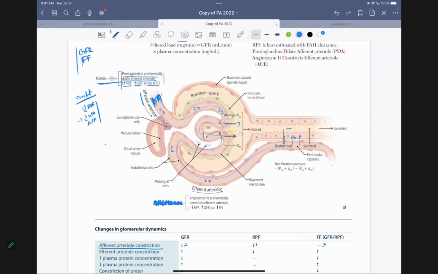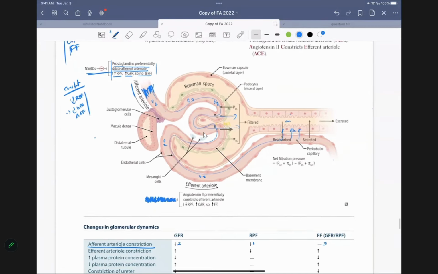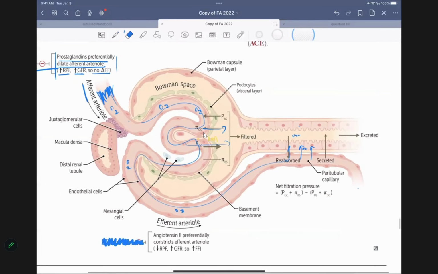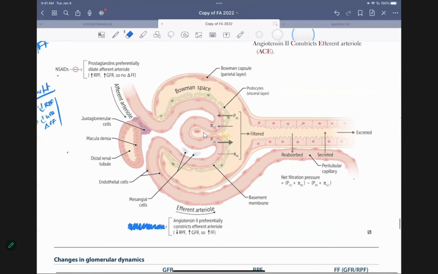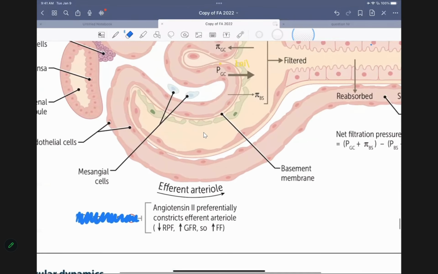Now that's afferent arteriole. Are we crystal clear with that? All right. Now let's continue. Let me clean up this. Now, efferent arteriole. So let's see what happens in efferent arteriole.